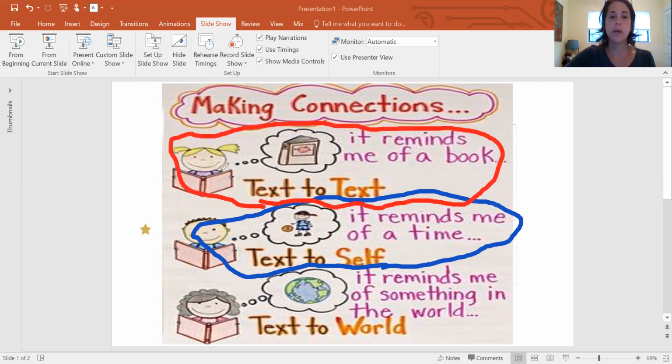Okay, that means when you read a story, you think, hey, I'm thinking about another book. It reminds me of a book. Text to text, think about it, book to book, story to story. Text is the story, the writing, okay?